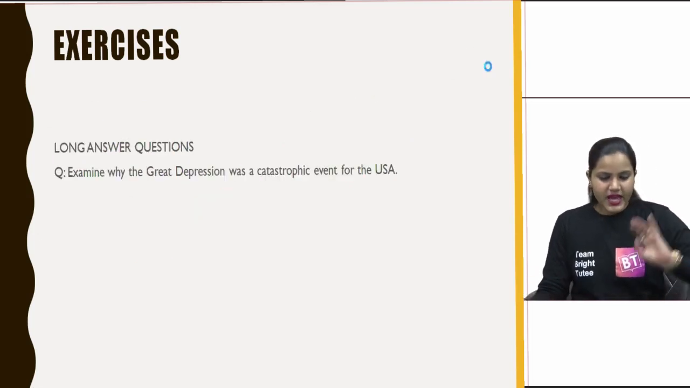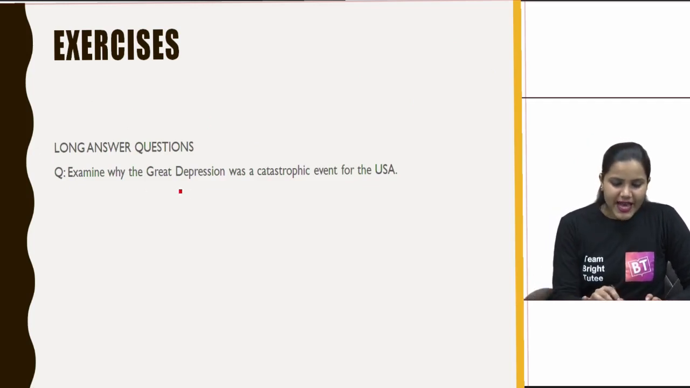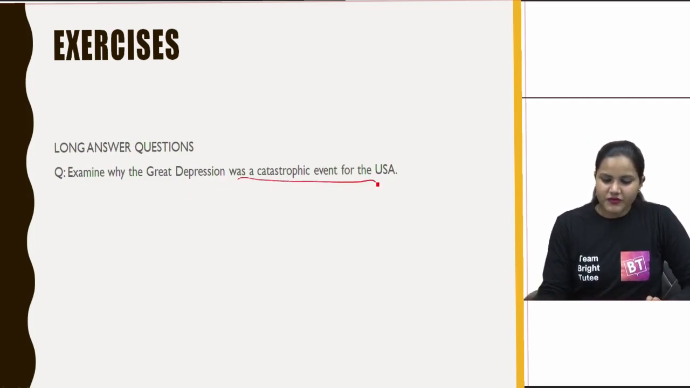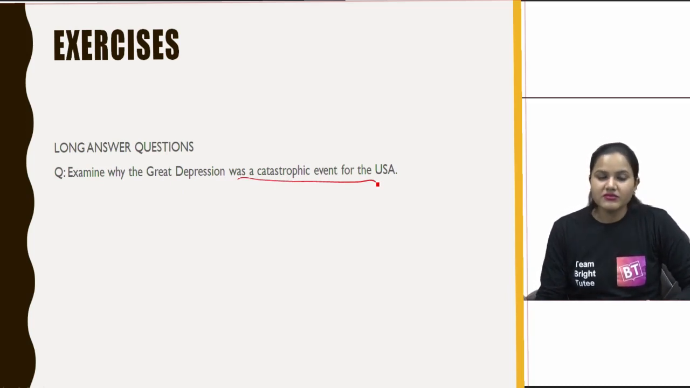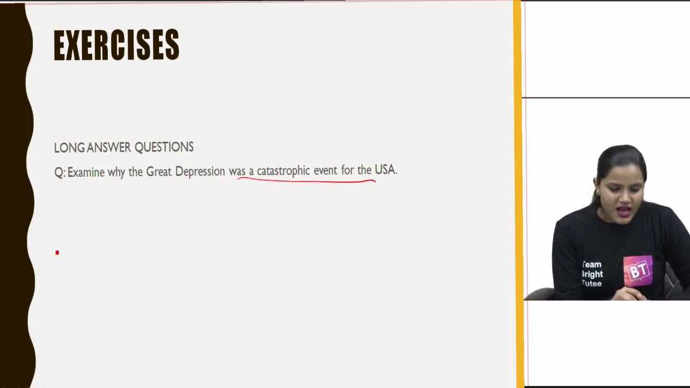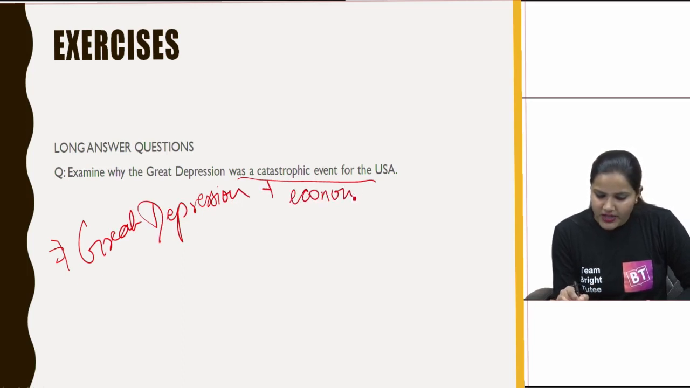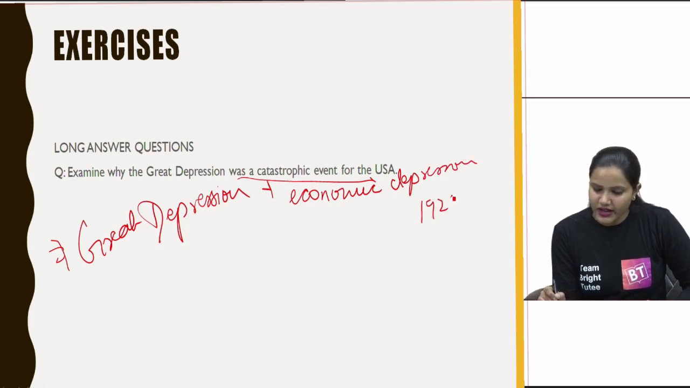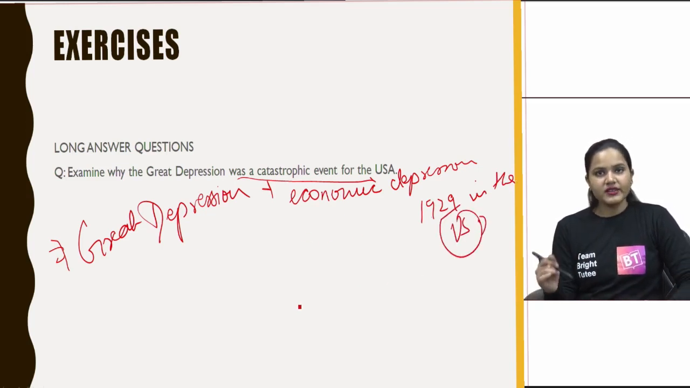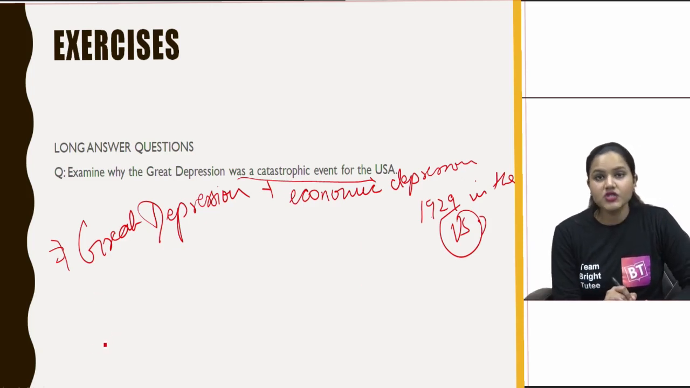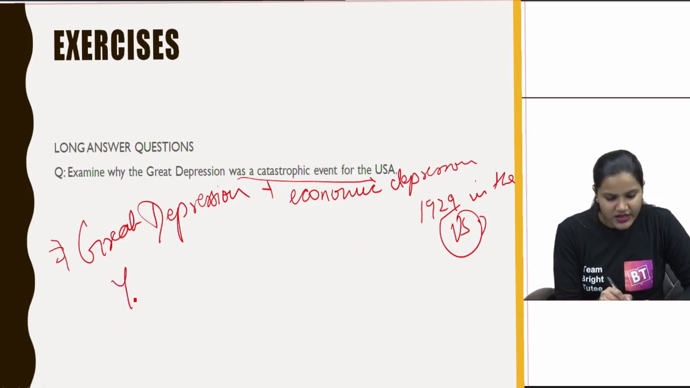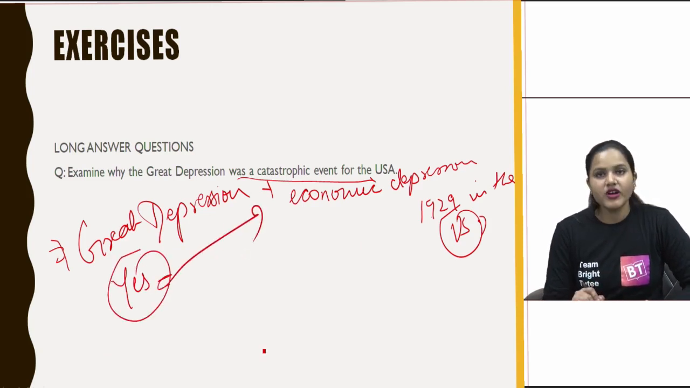Okay? Now in the long answer questions, there is a question: Examine why the Great Depression was a catastrophic event for the United States of America. Now how are you going to answer this question, students? Here you have to first give a brief description of the Great Depression. What was it? A worldwide economic depression that started in the year 1929 in the United States with the fall of the stock market, right? But how did it impact the United States, or was it a catastrophic event? Yes, it was a catastrophic event for the people of the United States.